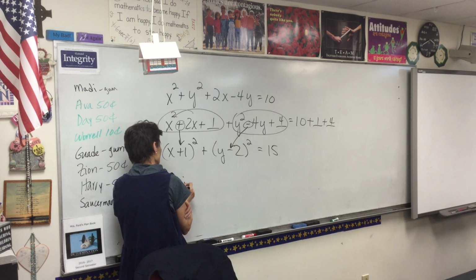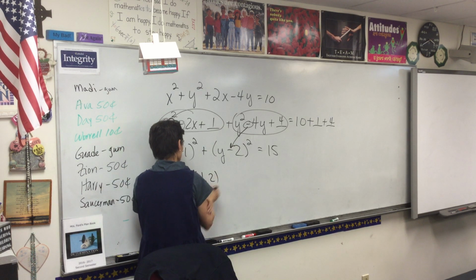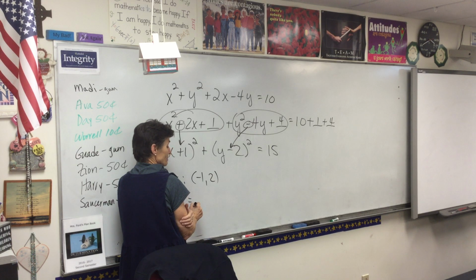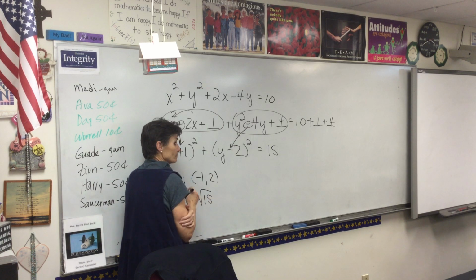So what's my center? -1, 2. -1, comma 2. And my radius is square root of 15.